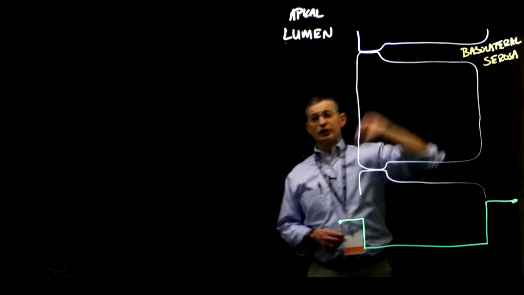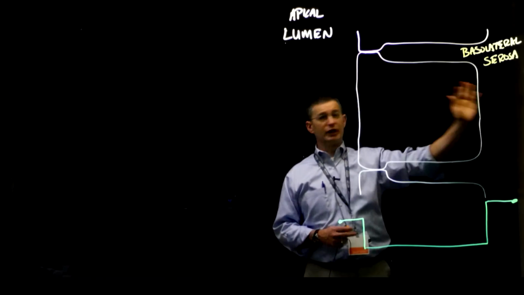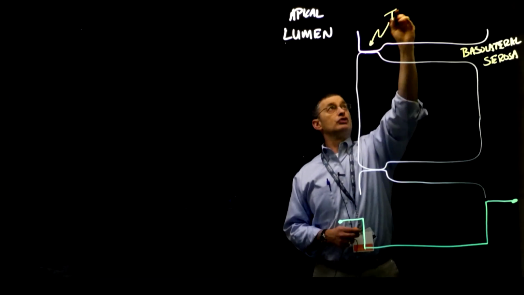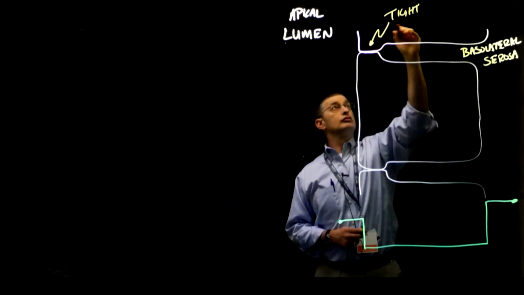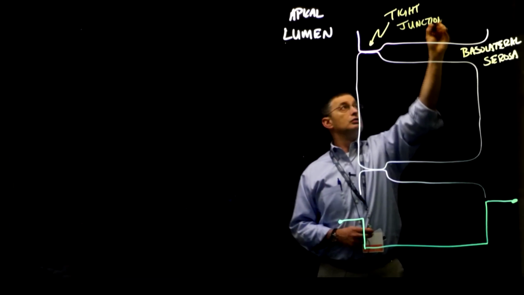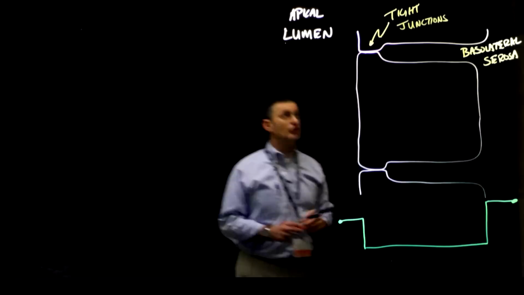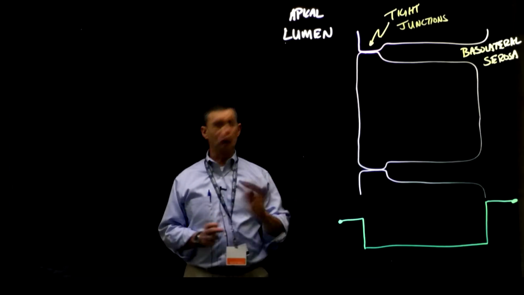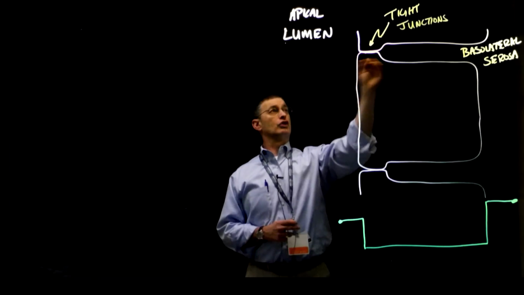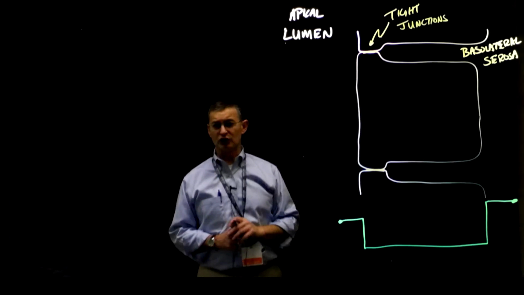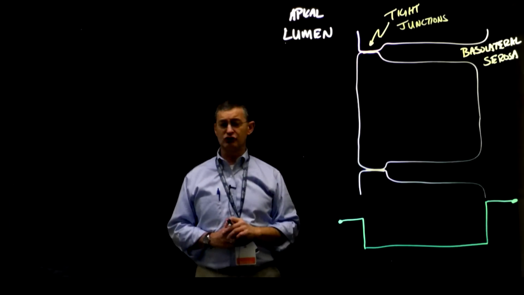Those two membrane domains, the apical membrane domain and the basolateral membrane domain, are separated by tight junctions. And those tight junctions also have very specific properties that can have an impact on transport. Some of these tight junctions are tight, and some are loose or leaky, depending on the tissue that we're in.